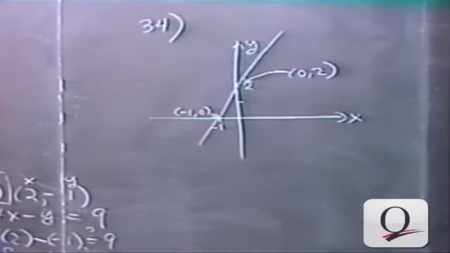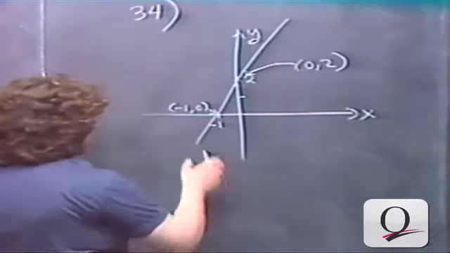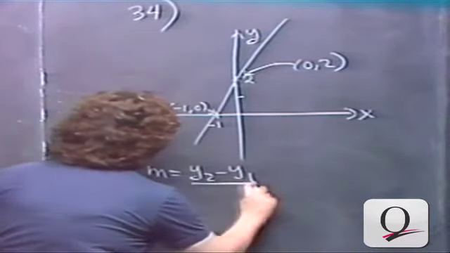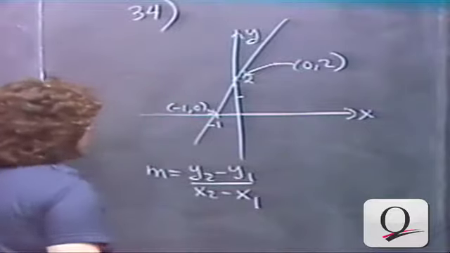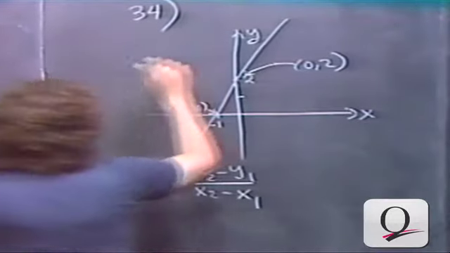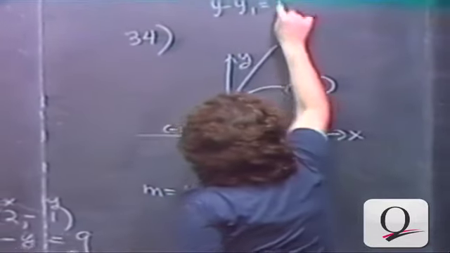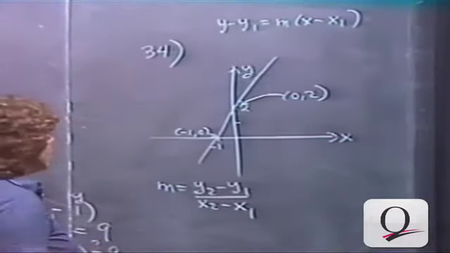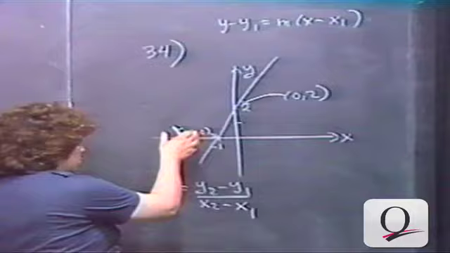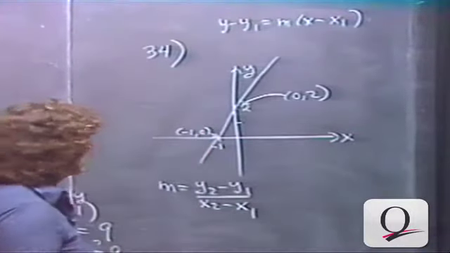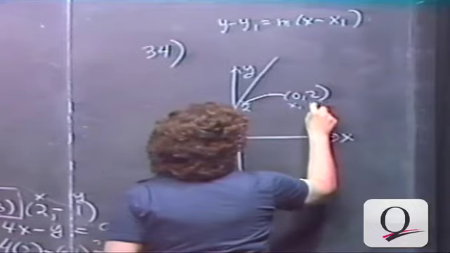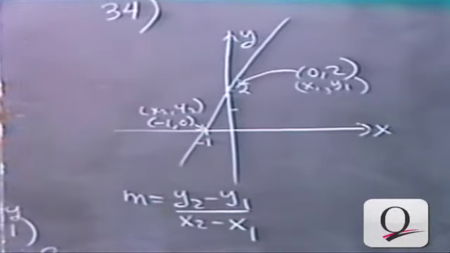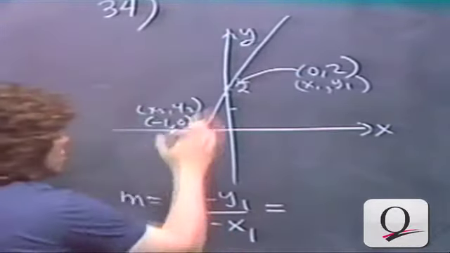If we want to get the equation of a line and we know 2 points on the line, the first thing we do is figure out the slope of the line. The slope is y2 minus y1 over x2 minus x1. We will then substitute into the equation y minus y1 is m times x minus x1 to get the equation of the line. Either point could be called x1, y1, and the other one x2, y2. It doesn't matter which is which as long as you're consistent. Let's say we call (0, 2) x1, y1, and (-1, 0) x2, y2.